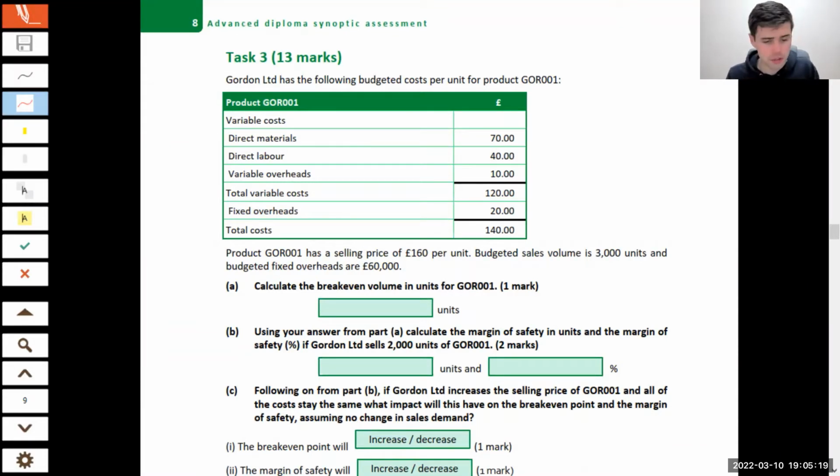We're then given some additional information. We're saying, okay, the product has a selling price of £160 per unit, and then the budgeted sales volume is 3,000 units, and we also have budgeted fixed overheads of £60,000. Lots of information to take in here, isn't there?